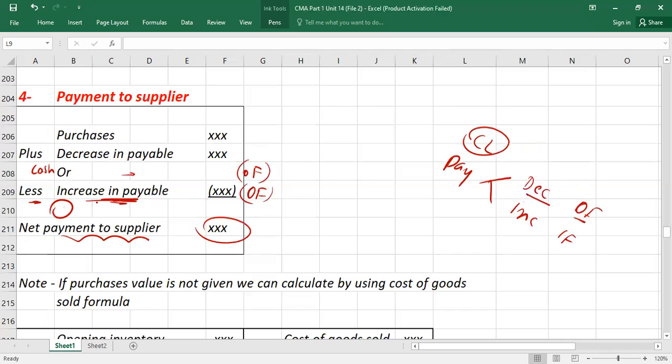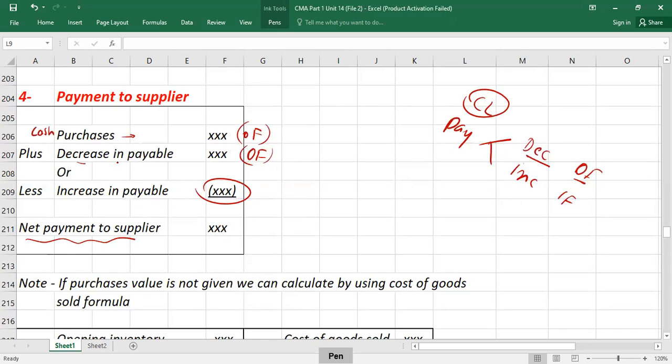Please remember, in your exam question, you will have one scenario. Either there will be a decrease in payable or there will be an increase in payable. Okay. At the same time, both things are not possible. Either it will increase or decrease or it will stay constant, right? Then this is how you will find the payment to supplier.